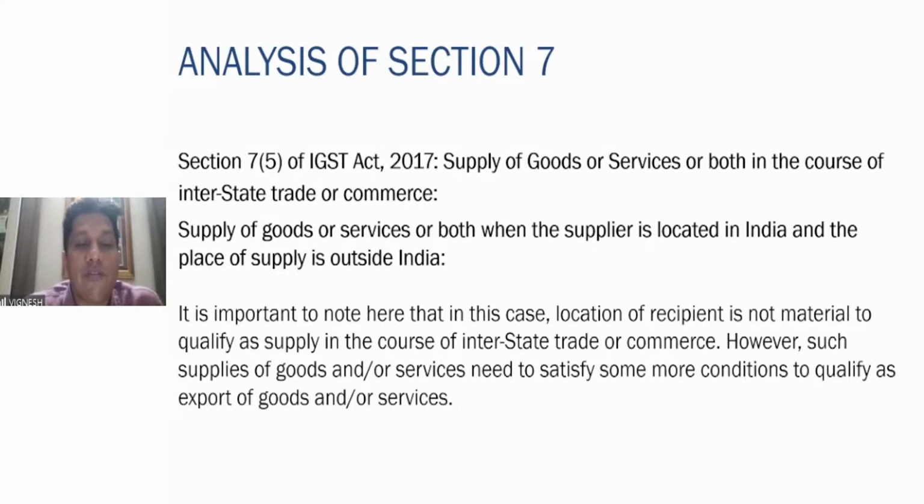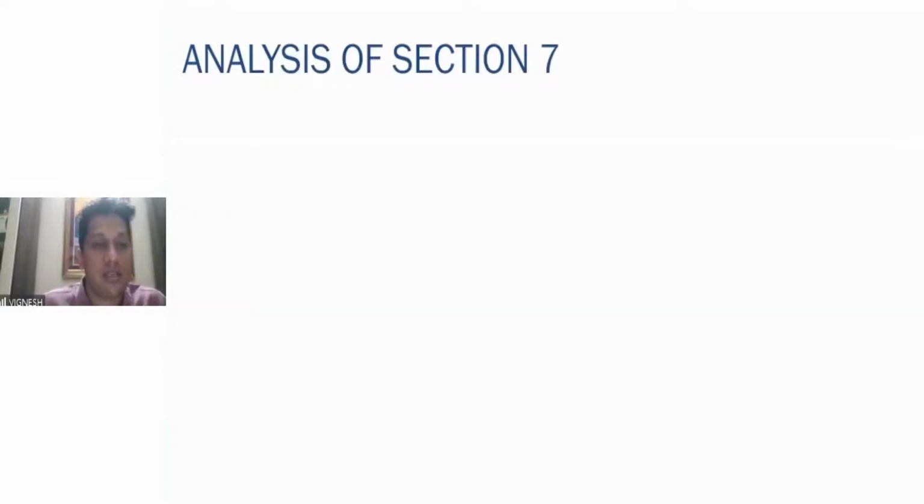And the supplier of goods or services also needs to satisfy some conditions to qualify as the export of goods or services. Right? So that is your section 7 subsection 5, which is export of services, referring to the situation where the supplier is in India and the place of supply is outside India. That is covered in this particular topic.